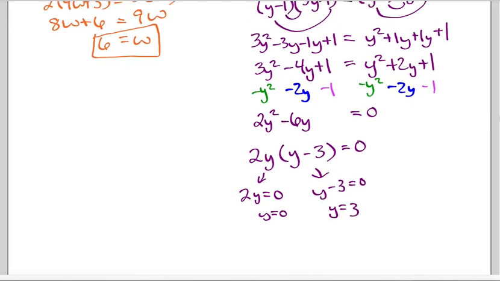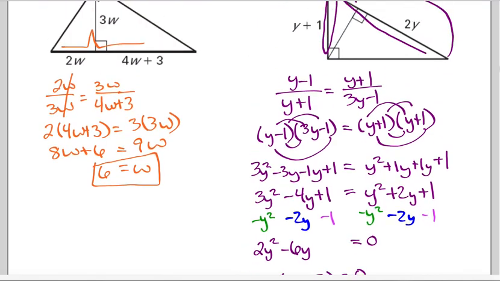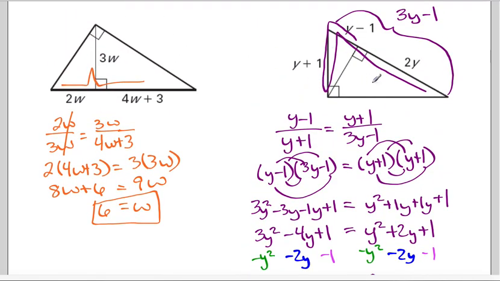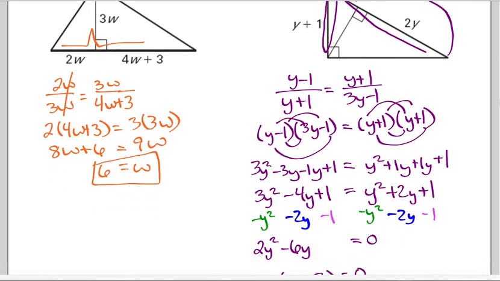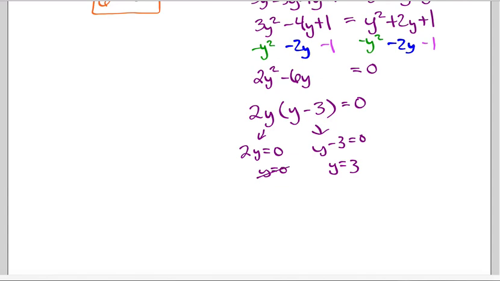Then you go back and you check, could you have a 0 or a 3? If I plugged in 0, I'd get a 0 here and I would get a negative number there. That would not make any sense. So I don't want to keep the 0. It's not a good solution. And the only solution that would actually work in this case is the 3.